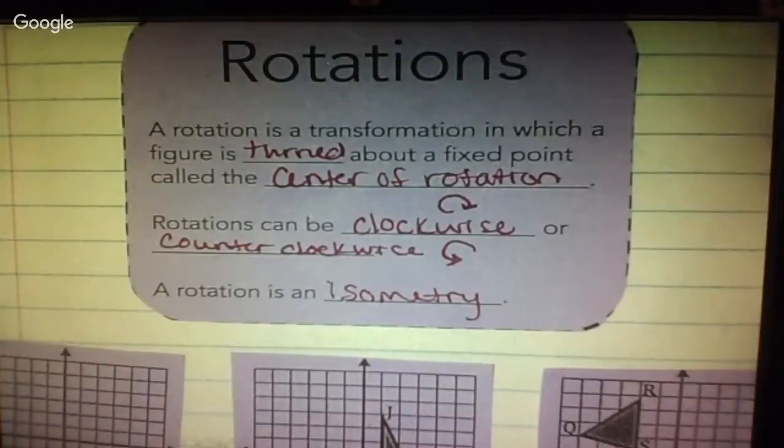So it'll always be 90 or 270. We're actually going to talk about that. So maybe I'll catch you in a little bit.